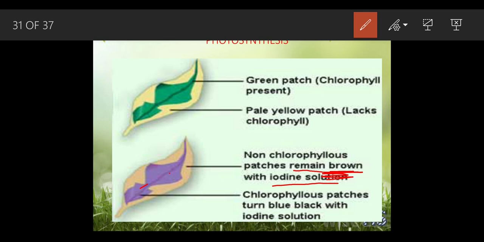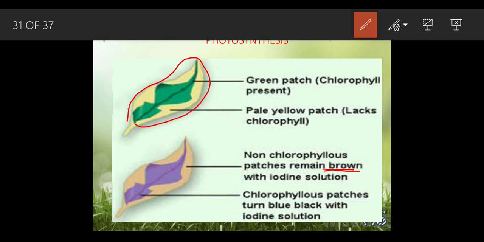See, this was a part, this is the chlorophyllous part, which turns blue black with the iodine solution. Why does this turn blue black? Because there was a presence of the chlorophyll. See this part, you can compare, there was a green part in the center. Green part turns blue black. Why does it turn blue black? Because there was a presence of starch. But the part which was non-green, what happens to that part? It turns brown. What does brown indicate? That there was no starch.